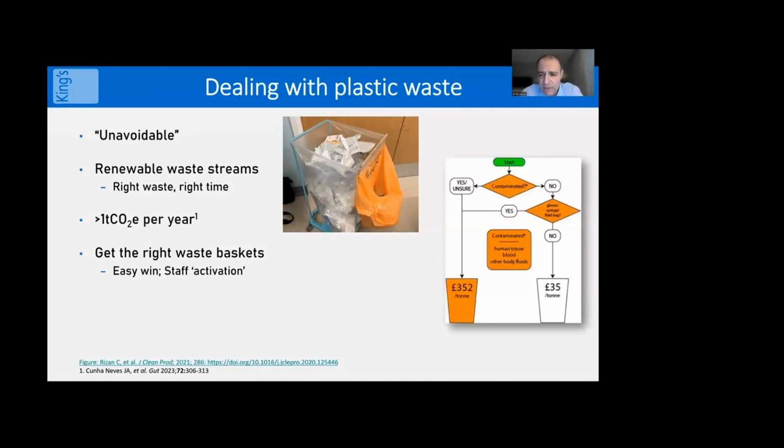streams. This schematic is from that study that mentions a cost to this. In the orange side, this is contaminated waste that we need to throw in the orange bag and be incinerated. That costs, these are 2010 prices in the UK. So for 2022, you can basically double that, £700 a tonne for infected or contaminated waste, and around £70 a tonne for waste that could be domestic or recyclable.